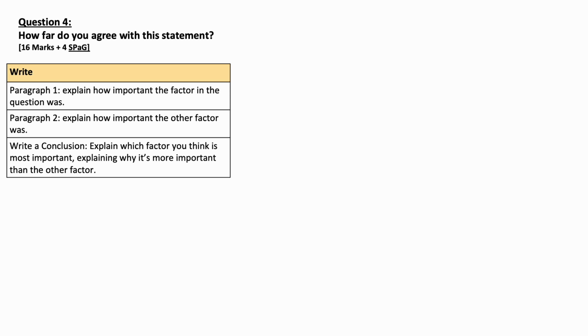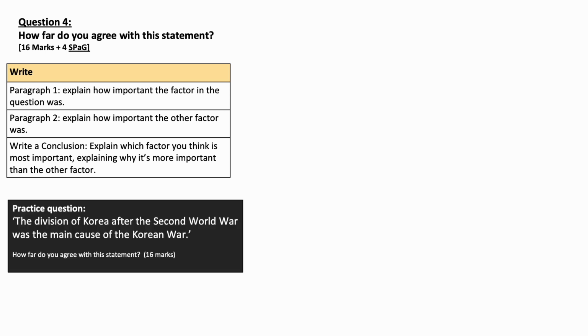So let's see how this looks in practice. Okay, so we've got our paragraph 1, paragraph 2, and our conclusion. What we'll do is we'll go through and talk through a first paragraph with you now, and then you can write the second paragraph on your own, and then we've got some ideas for how to structure a conclusion too. So let's start then. So the question: the division of Korea after the Second World War was the main cause of the Korean War. We've planned our answer, now let's get writing.